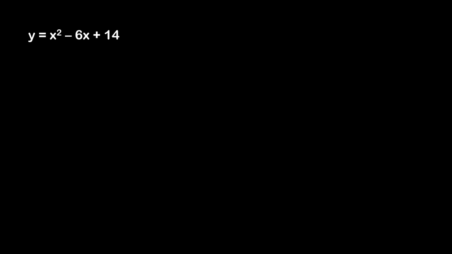In this example, we have a quadratic equation in standard form, and we're going to try to use completing the square to convert it to vertex form. So the first thing that we are going to do is place brackets around the first two terms. Once we do that, we are going to look at the number in front of the x, which I will color code as orange. We are going to take that number and divide it by 2 and then square it.